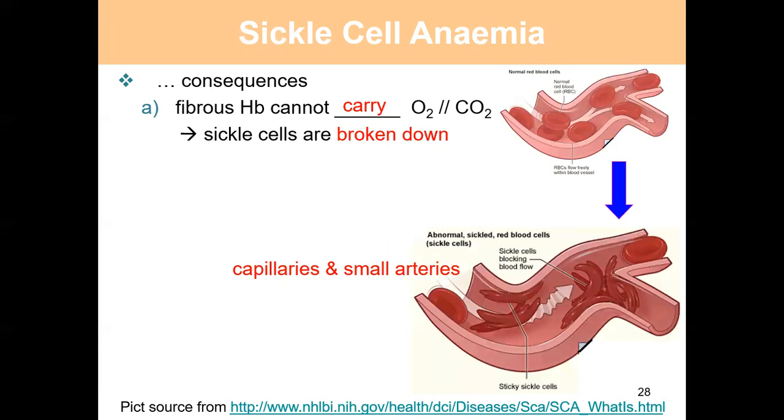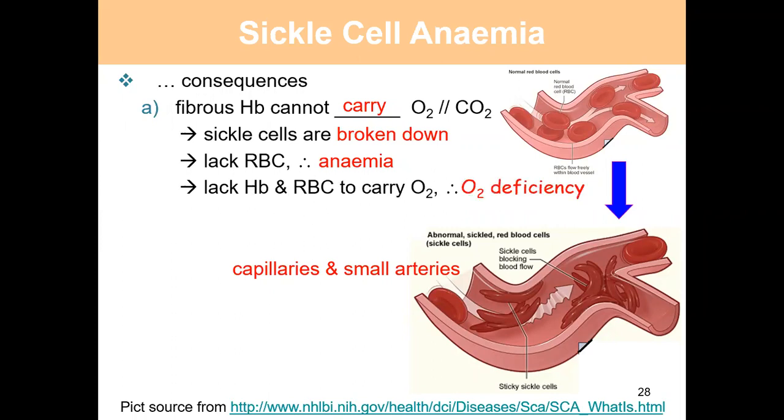So the consequence of sickle cell anemia is that fibrous hemoglobin cannot carry oxygen. So when the hemoglobin becomes fibrous, of course it cannot carry oxygen because it has changed shape already. Okay, so therefore the red blood cell, the sickle cell, will then be broken down and this person will lack normal red blood cells, so he'll be anemic.